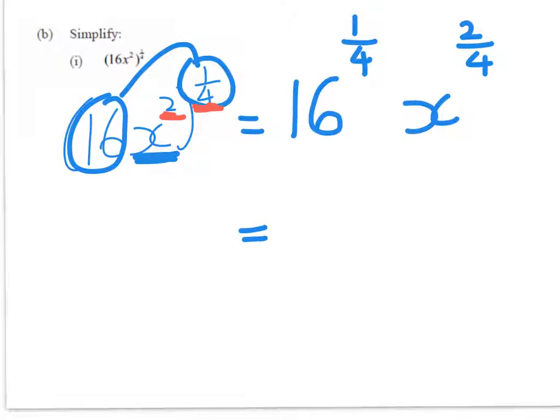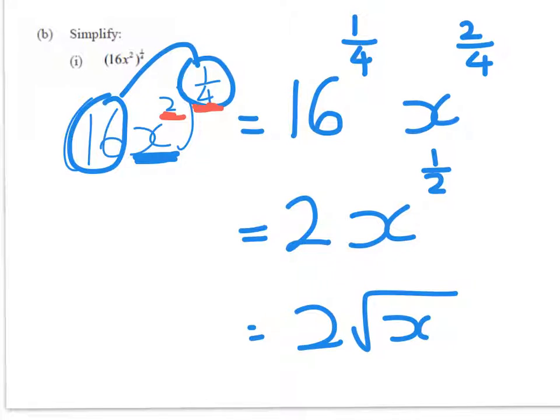Right, many of you will have gone straight to this step. What's the fourth root of 16? Well, it's going to be 2. And this is just x to the power of 1/2. I could also write that as 2 root x, but I don't need to, because it started out with exponents, not surds. So that also is a U code.